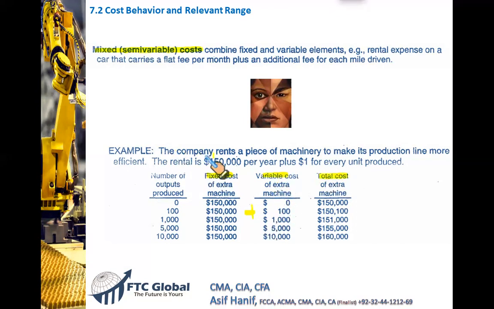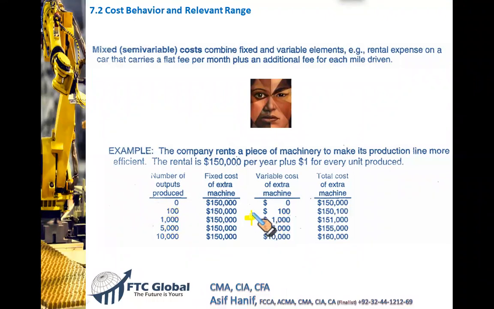Let's take the example. A company rents a piece of machinery to make its production line more efficient. The rental is $150,000, which you have to pay whether you produce no unit or whether you produce 10,000 units or whatever the limit is. And your variable cost is $1 per unit produced. So if you produce none, no variable cost. If you produce 100, 100 times 1, 1,000 times 1. So as you keep on producing more and more units, your variable cost keeps on going up.